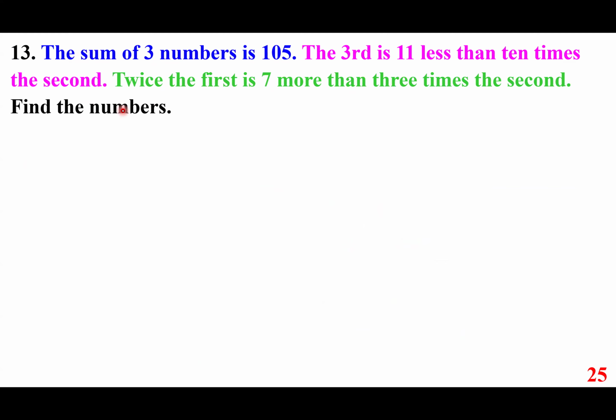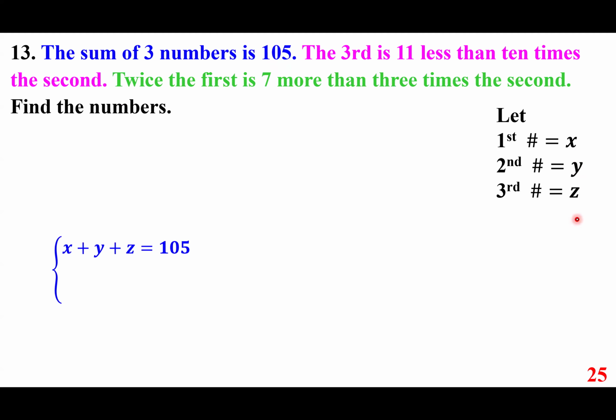Which one is the first one? Which one is the second one? Which one is the third one? Let's go with X, Y, Z, or anything you like. That's the first step. Define your variables. So we're going to say the first one is X, the second one is Y, and the third one is Z. If the sum is 105, X plus Y plus Z is 105. So that's our first equation.